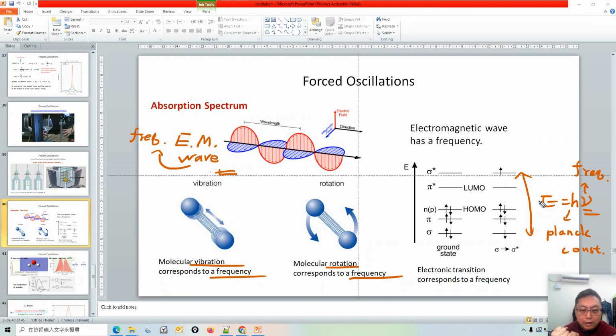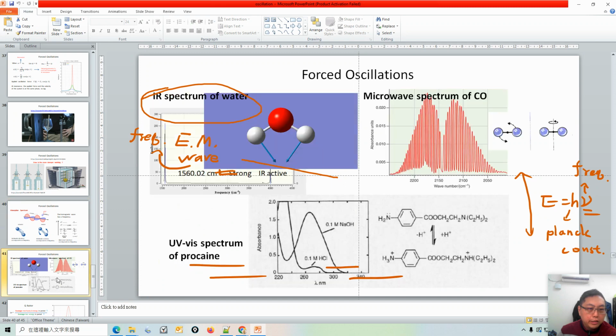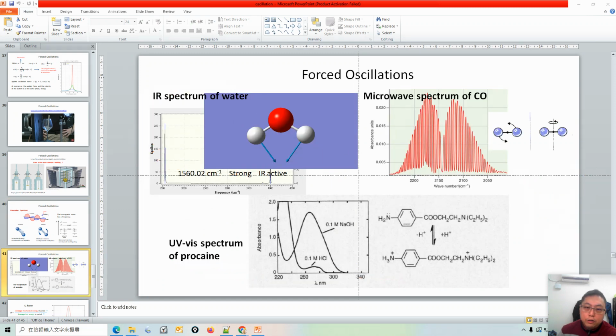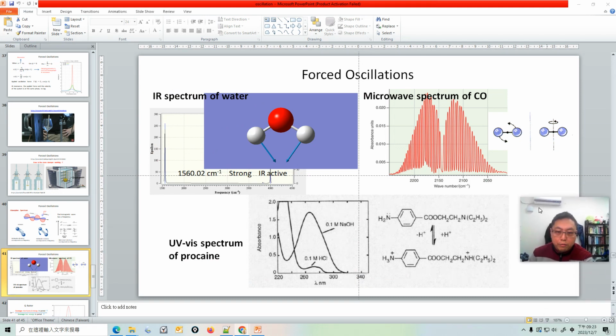Absorption of energy from the electromagnetic wave is what we call the absorption spectrum. When the applied frequency equals the vibrational frequency, rotational frequency, or electronic energy transition frequency of the system, resonance happens, and the molecules take up your energy and it becomes an absorption spectrum. And here is an example of an absorption spectrum. You will learn this later; I'm just giving you some examples.